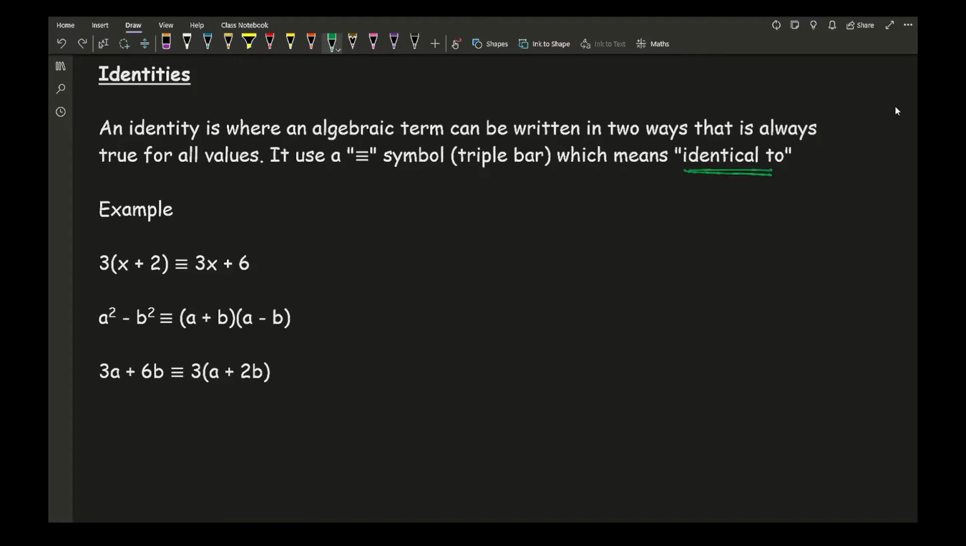So as an example, if we look at these algebraic notations, so here I've got 3 and then bracket x plus 2. Now if I expand the brackets out, it's going to leave me with 3x plus 2.